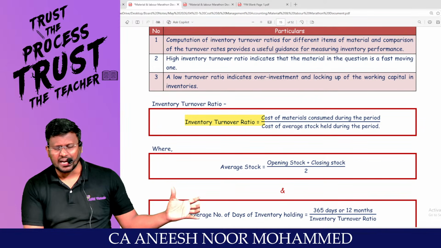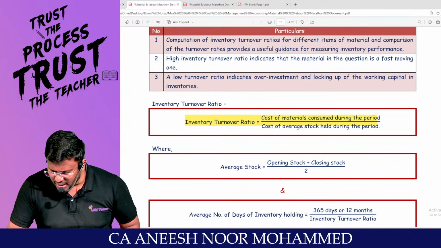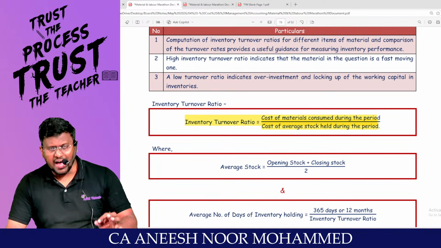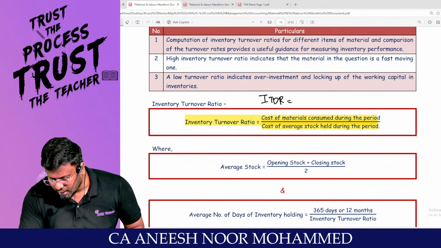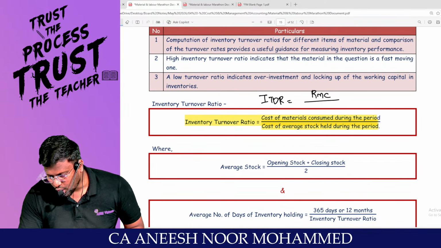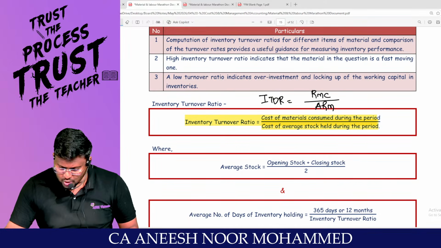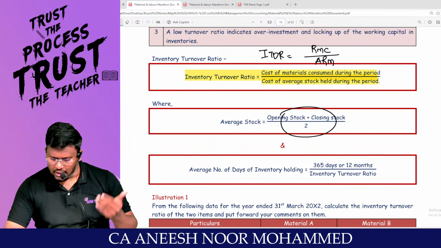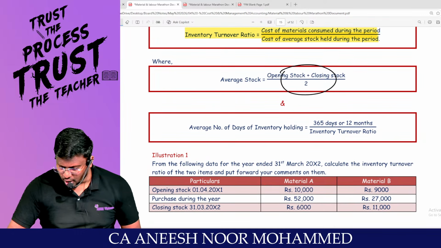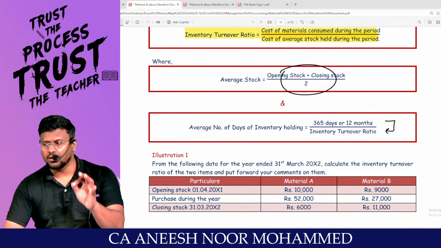Since we have already studied FM ratio analysis, this is easy: raw material consumed divided by average stock of raw material. So, inventory turnover ratio is equal to raw material consumed divided by average stock of raw material. Average stock means opening stock plus closing stock divided by 2, an accounting formula. Average inventory holding period is equal to 365 days divided by inventory turnover ratio.